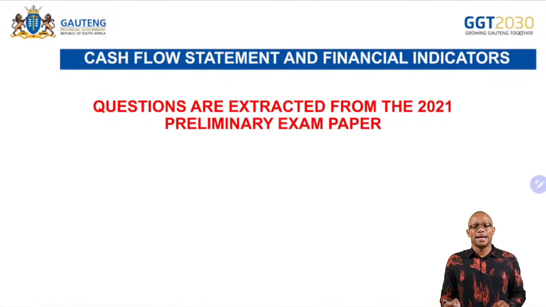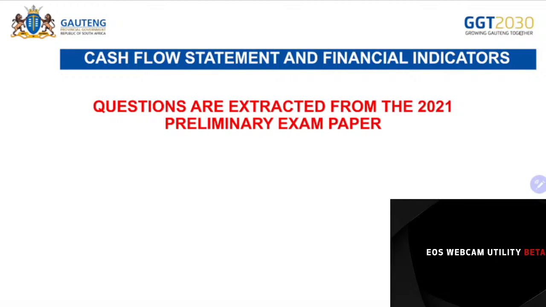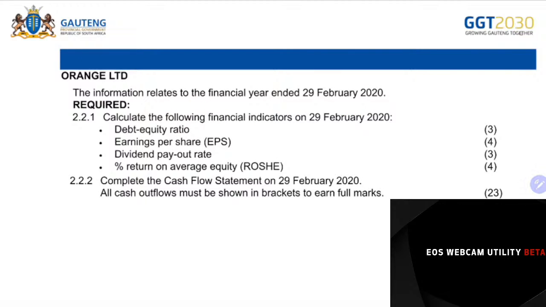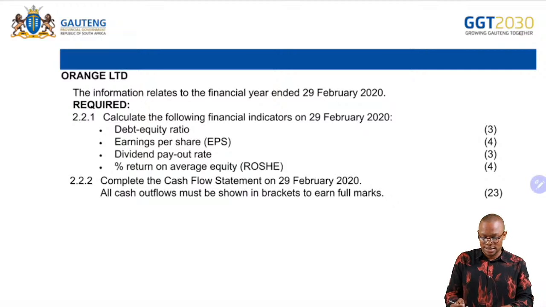The question paper had a fully fleshed question, but it is also important to know that not always in an examination will you be asked a fully fleshed question in terms of the cash flow statement. So you must know all the items that fall under cash flow. The question is as follows. You are required to do these financial indicators as you see on the screen, and you are also supposed to complete the cash flow statement. We will start with our cash flow statement, then later we'll go to the financial indicators.